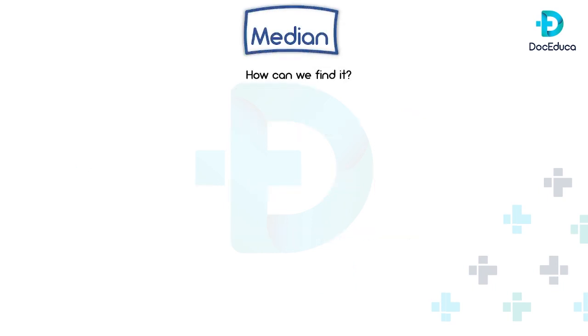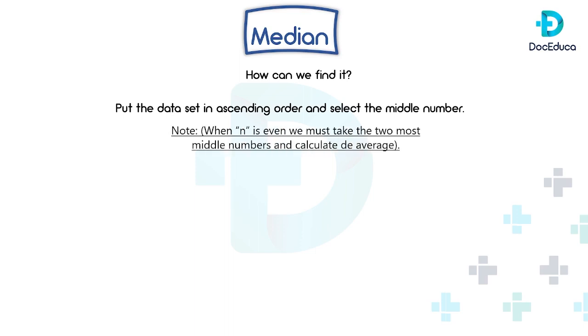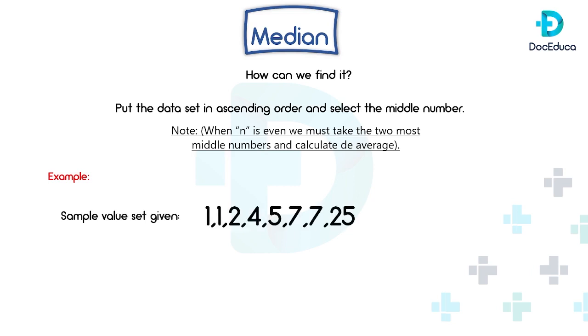The median, how can we find it? So first we have to put the data set in ascending order and then select the middle number. Keep in mind that when n is even, we must take the two most middle numbers and then calculate the average. For example, let's use the same data set, right? And remember that n is the number of values. So n in this case is even. So what do we have to do? We have to take the two most middle numbers and then calculate the average, as I said.